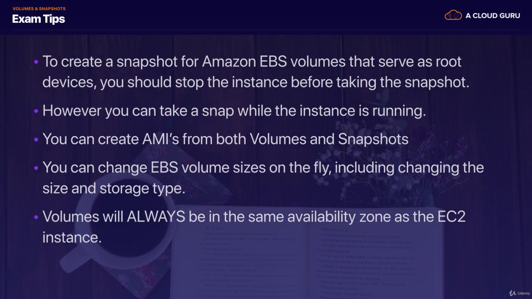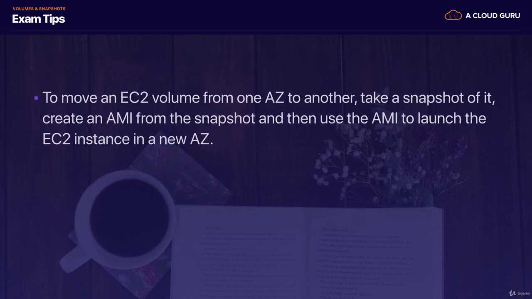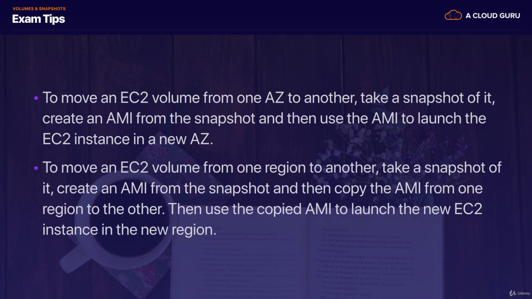Then in terms of migration, just remember that we can migrate EC2 volumes from one availability zone to another. To do that, we simply need to take a snapshot of it, then create an AMI from the snapshot, and then use that AMI to launch the EC2 instance in the new availability zone. Likewise, we can move EC2 instances from one region to another by taking a snapshot of it, creating an AMI of the snapshot, and then copying the AMI from one region to another. And we then use the copied AMI to launch the new EC2 instance in the new region.